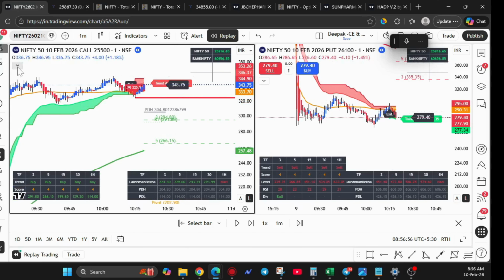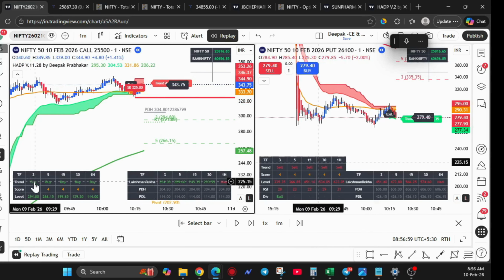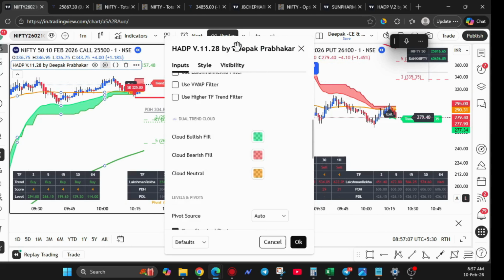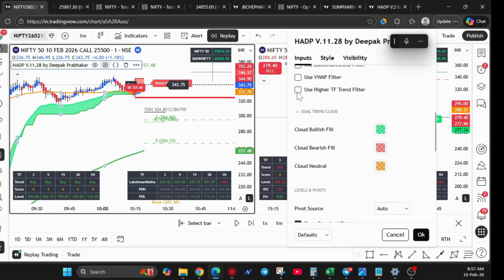Now comes the importance of these settings. Where is the 3 minutes? It is in alignment with the buy; the 3 minutes is in buy. Now if I go back to the settings and turn on use higher time frame trend, this sell is vanished. It is vanished because I am getting a sell signal, but my parent candle, the 3 minutes, is in buy. So when you use the higher trend filter, it will print a signal only if there is an alignment with the higher time frame. So here it is vanished. Now let us see.